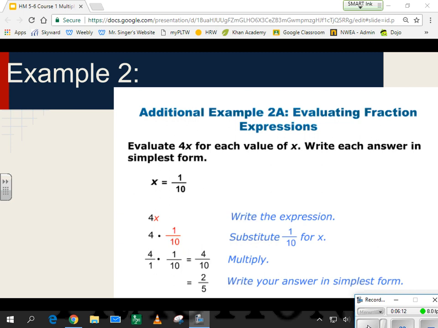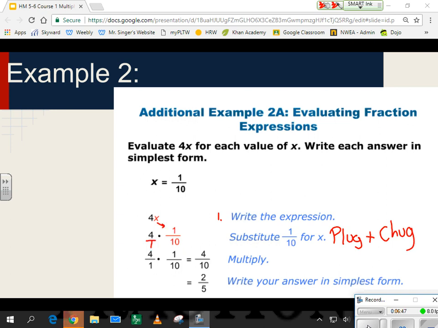So there are going to be times when you have to solve for the expression when you have a variable like 4 times x. Remember, sometimes you're given problems like this, which we call plug and chug problems, which means we're plugging in whatever it says x equals for our problem. So here we have 4 times x. Remember that what you're going to do is first write the expression, and then it says substitute 1/10 for x. We also say that, again, as a plug and chug. So we replace x with 1/10.